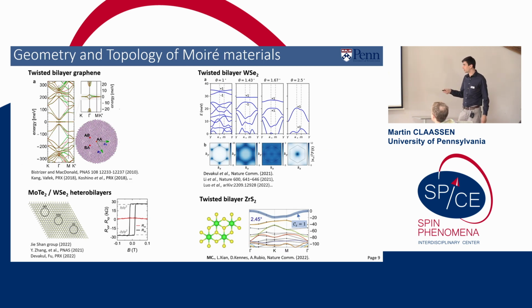We now have a host of other systems, such as twisted bilayers, mono or hetero bilayers of transition metal dichalcogenides, which have twist-tunable topological transitions, which are well characterized from ab initio, and also now have an increasing plethora of experimental evidence for both quantum spin Hall and quantum anomalous Hall phases.